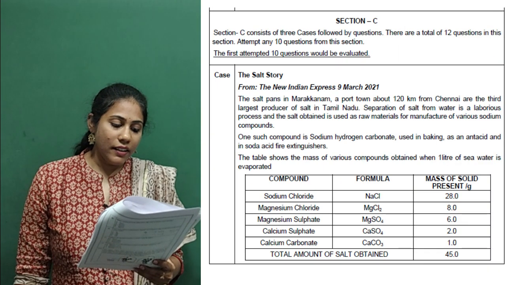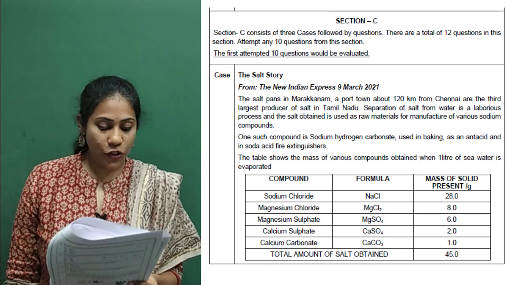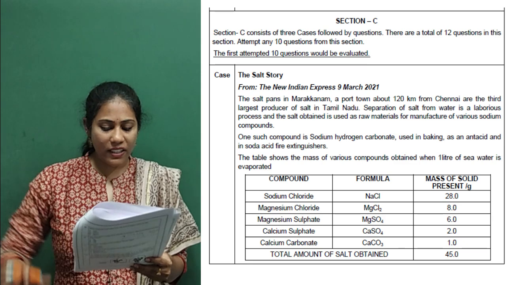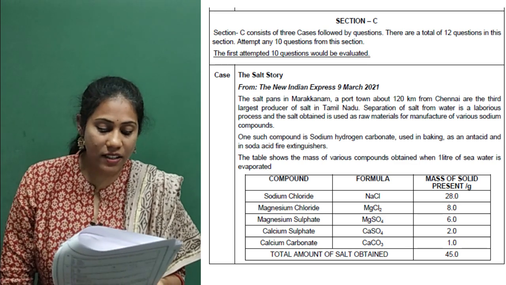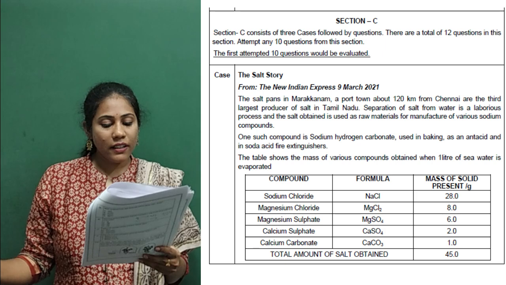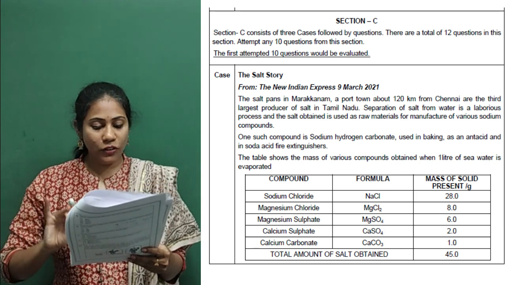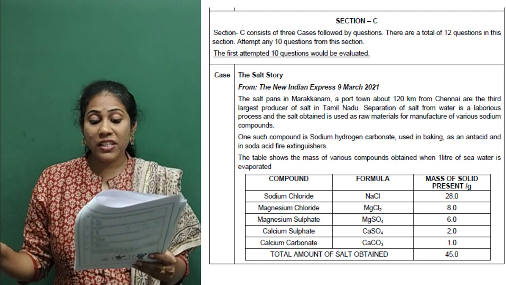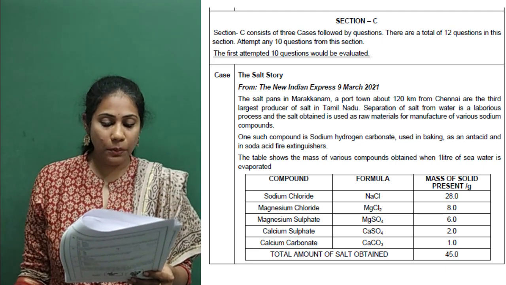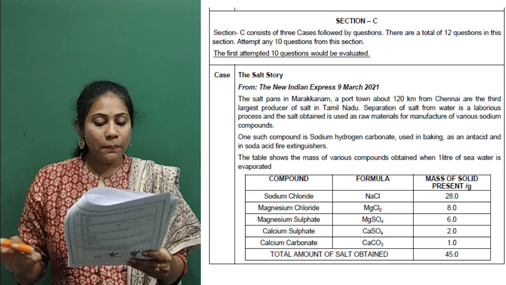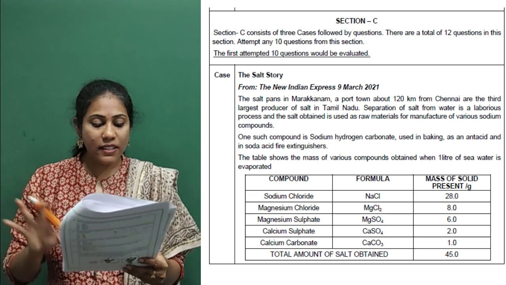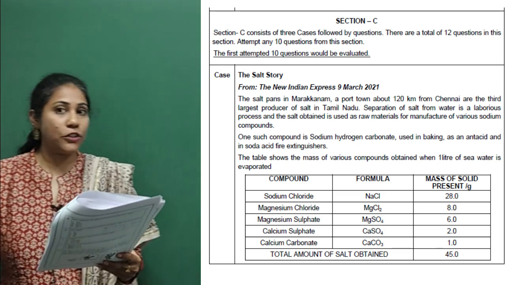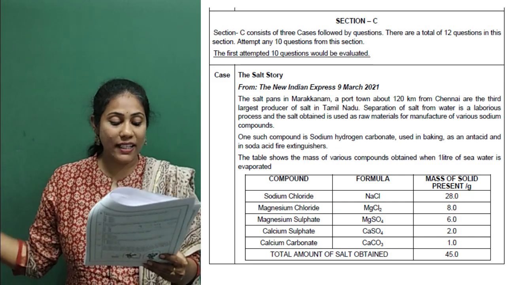See guys, the case is the salt story from the New Indian Express, 9th March 2021. Something is given about the salts. The salt pans in so and so area, it's the 3rd largest producer of salt. Separation of salt from water is a very difficult process, right? And one such compound among the salts is sodium hydrogen carbonate, which is used in baking. It is used as antacids and soda acid fire extinguishers.